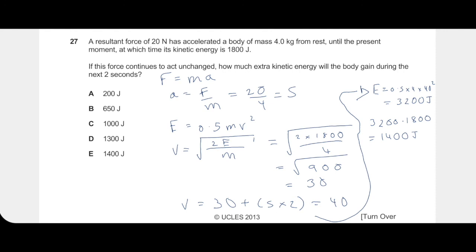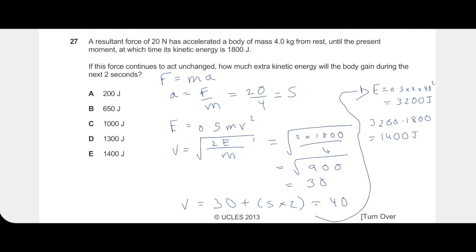Question number 27. A resultant force of 20 newtons has accelerated a body of mass 4 kg from rest until the present moment, at which time its kinetic energy is 1800 joules. If this force continues to act unchanged, how much extra kinetic energy will the body gain during the next 2 seconds?